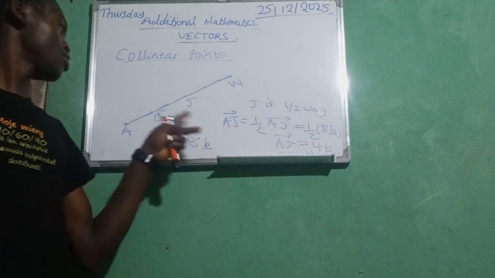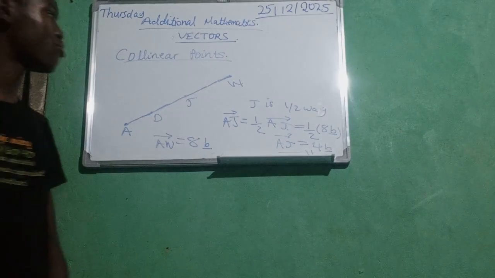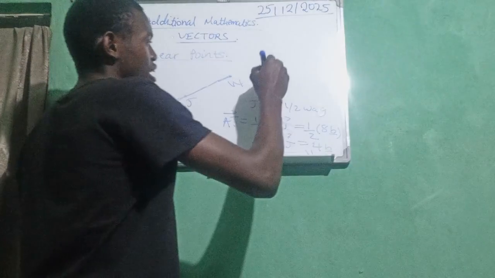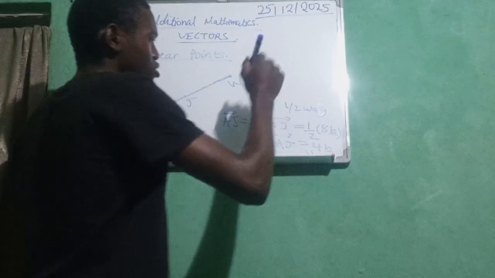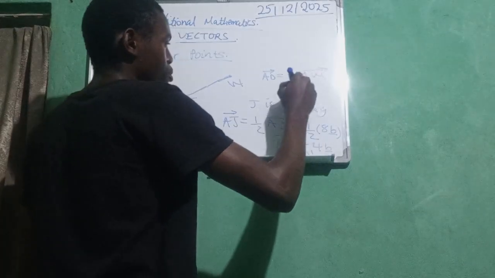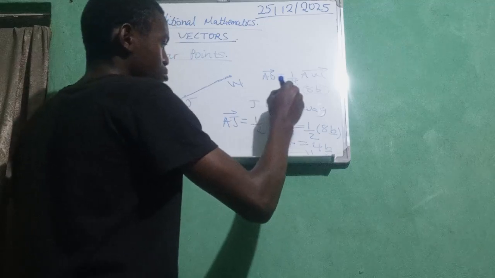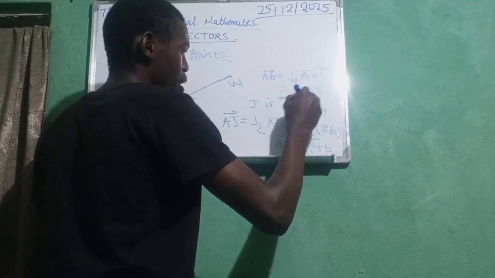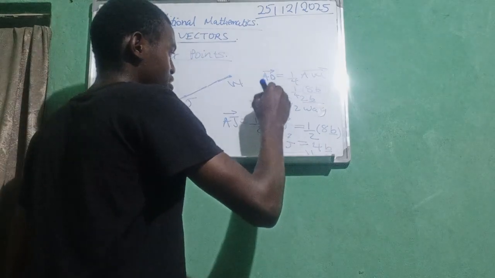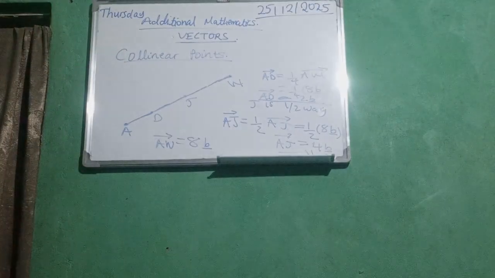Now, you follow me very carefully. If we are told that D is a quarter the length of AW, it means they're trying to tell us that AD is equal to 1/4 AW, which is equal to 1/4 of 8 of vector B, and this is equal to 2 of vector B. That is our AD. That is it about collinear points.